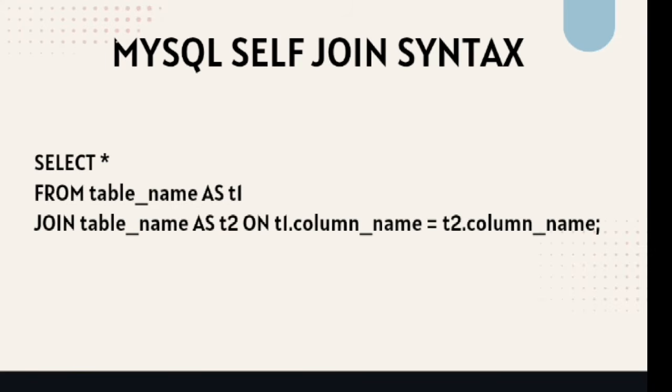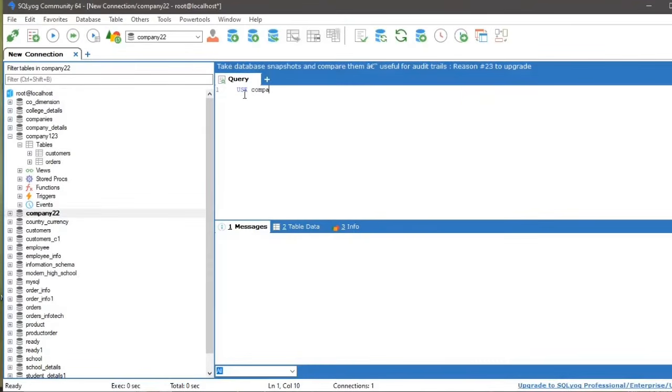MySQL self-join syntax: SELECT * FROM table_name AS T1 JOIN table_name AS T2 ON T1.column_name = T2.column_name. So, let us see this with some examples. Today, I am using the customers table under the company22 database.